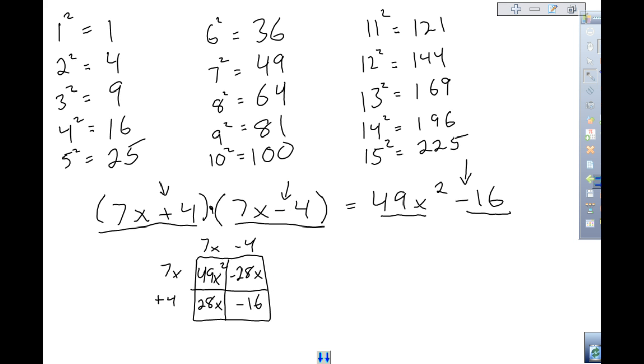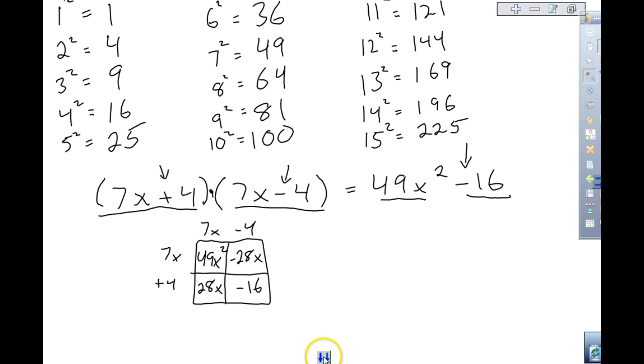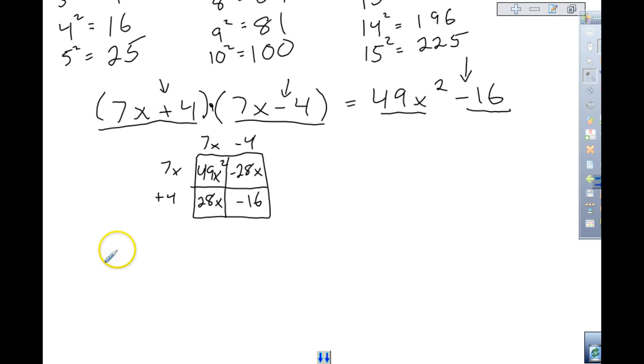So let's see if the pattern is true for more. Let's do another. Let's see here. How about 5a plus 11, and 5a minus 11.